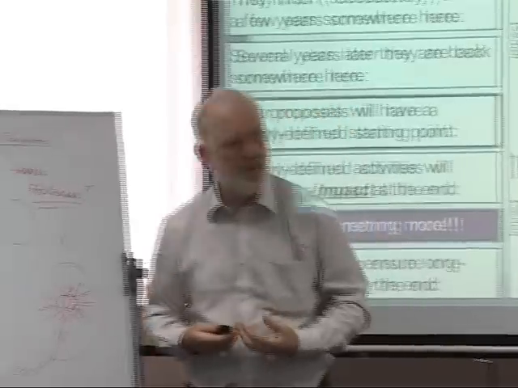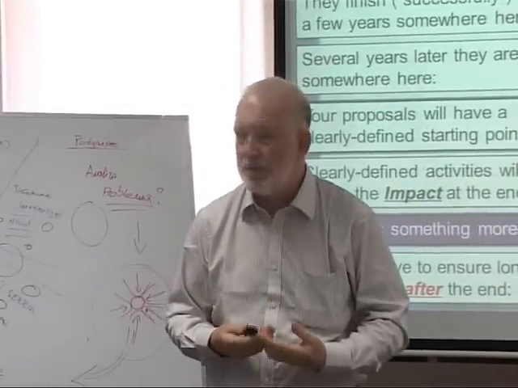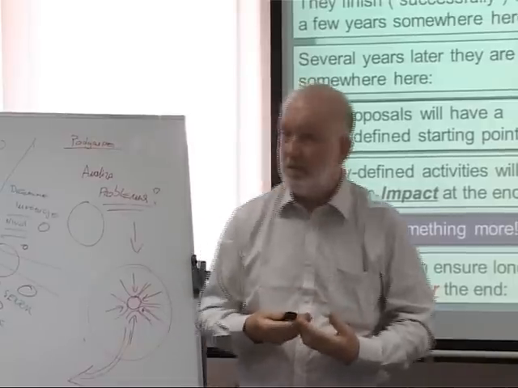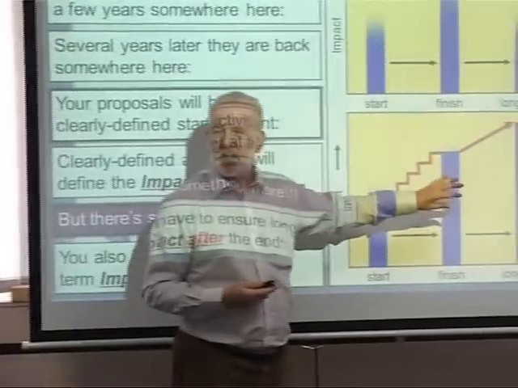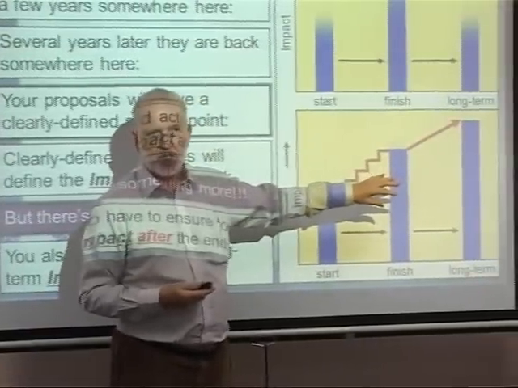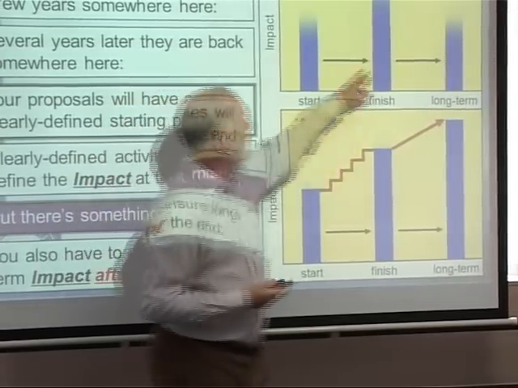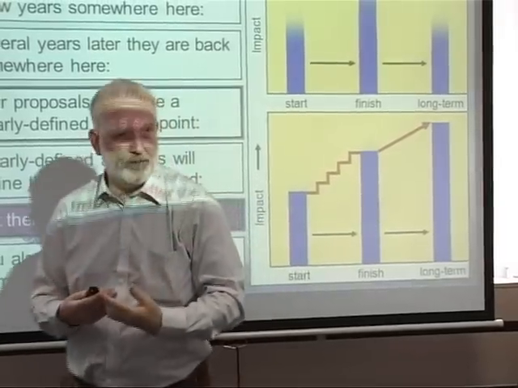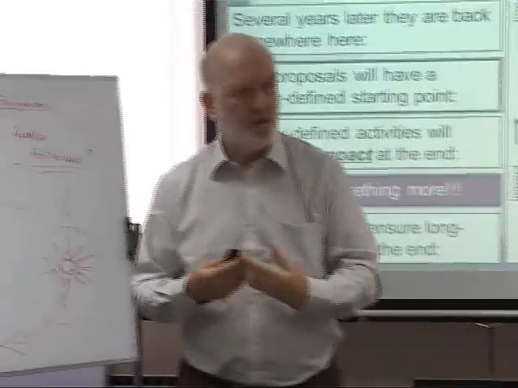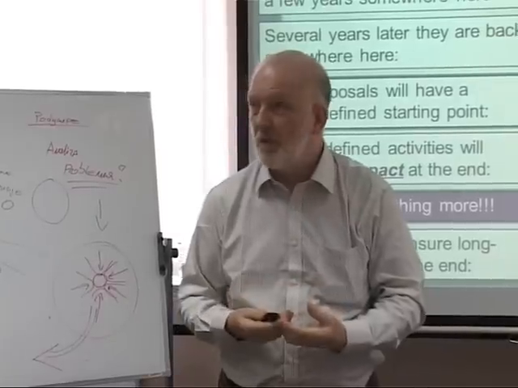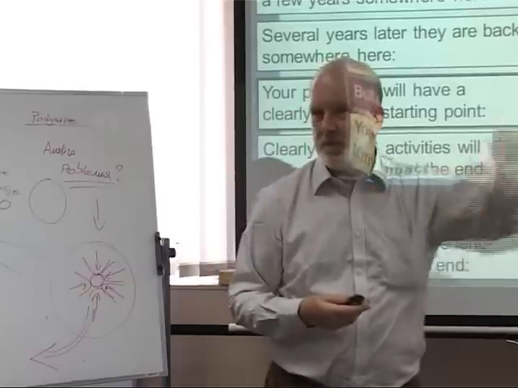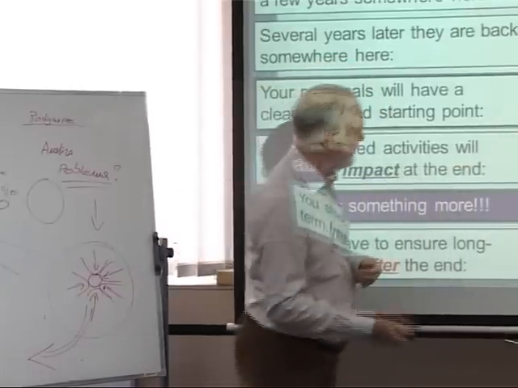So you need to be very careful when you're describing your project activities that you will get to the end of your project at this point here, but it's not going to collapse after the project stops and go back down like it did up here. You've got to provide a mechanism so that when the project itself stops, the money stops, the project activities will still continue in some way.